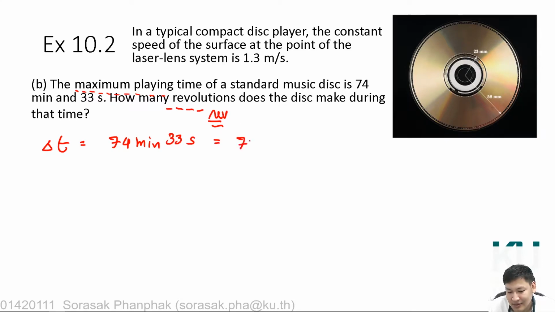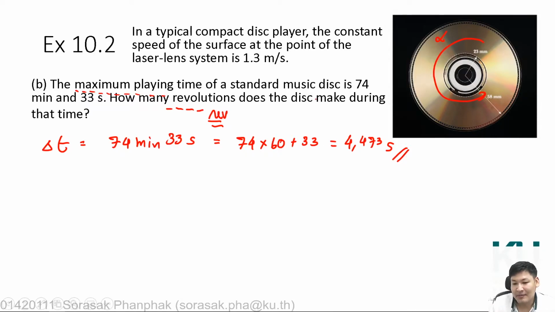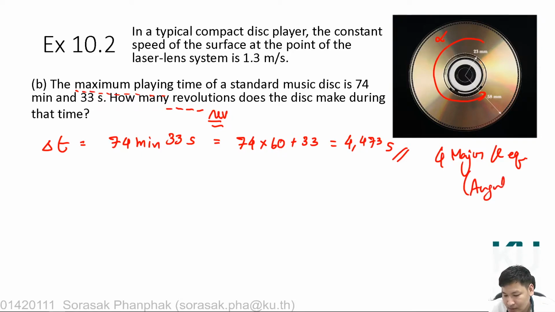So it's 74 multiplied by 60 plus 33. So you have 4473 seconds. You do this conversion first, and think about this as something that happened with a constant angular acceleration. So you can maybe just guess, or try the 4 major kinematics equations, but in this case for angular or rotational kinematics equations, I will select the second one.